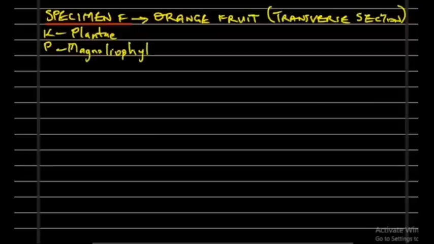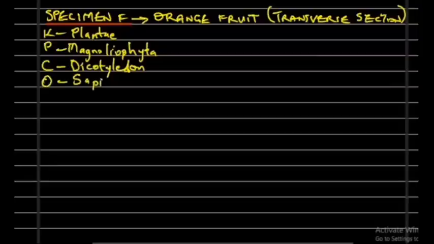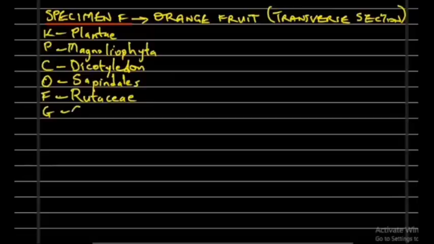Magnoliophyta. We have the class to be Dicotyledon. And then we have the order to be Sapindales. The family there, we have it to be the Rutaceae. The genus is Citrus. And then the species is sinensis.